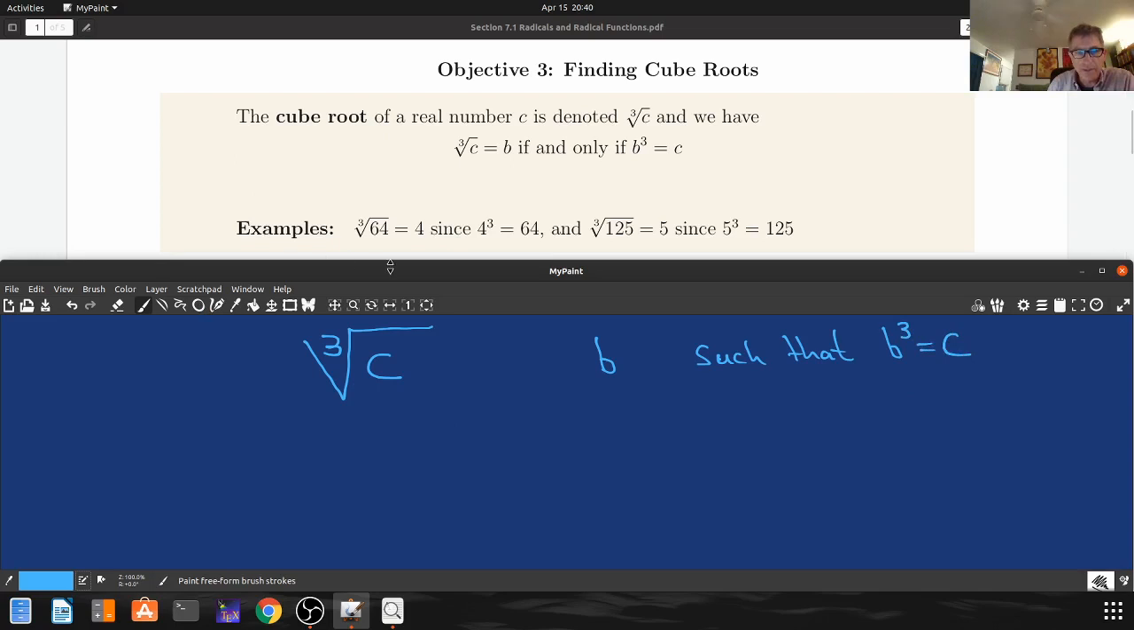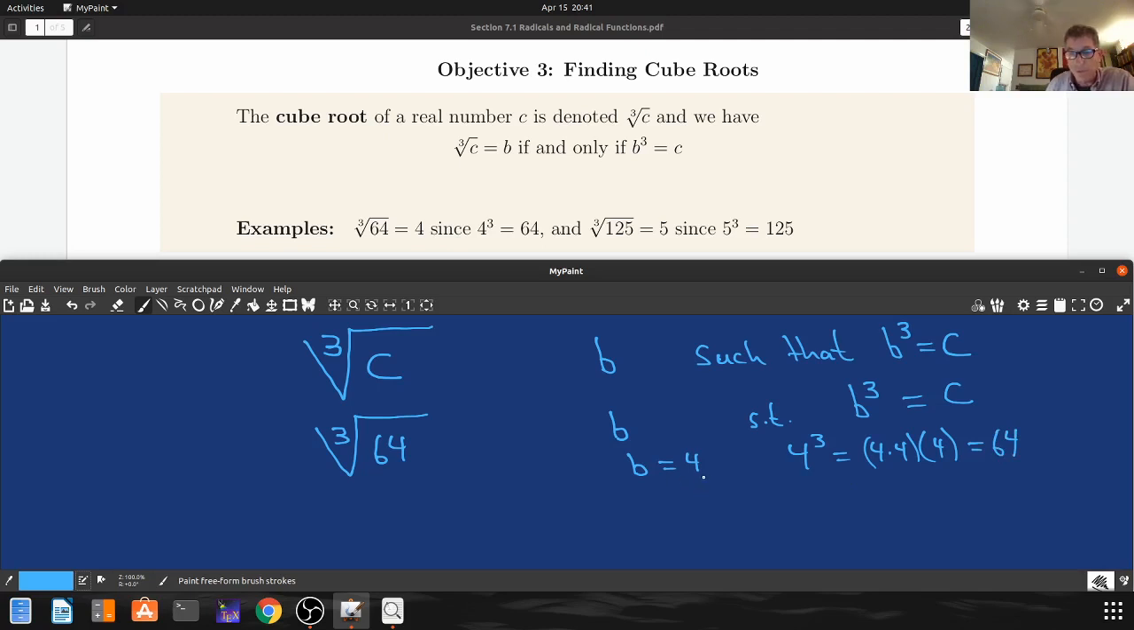So let's look at some examples. Let's find the cube root of 64. Well, I need to find a number b such that, s.t. always means such that, b cubed is equal to c. Well, let's try b is equal to 4. Then 4 cubed is equal to 4 times 4, which is 16, times 4, which is equal to 64. Well, that's cool. So b is equal to 4 is one answer.